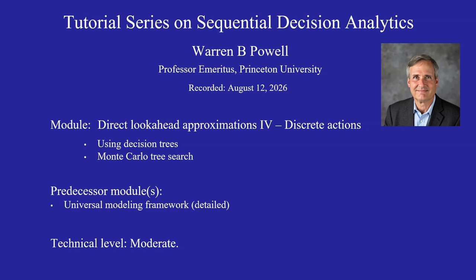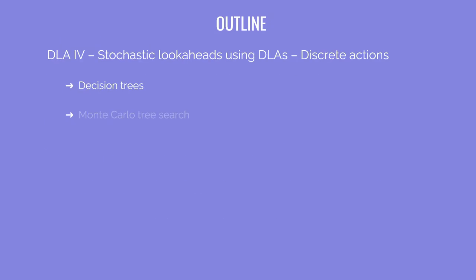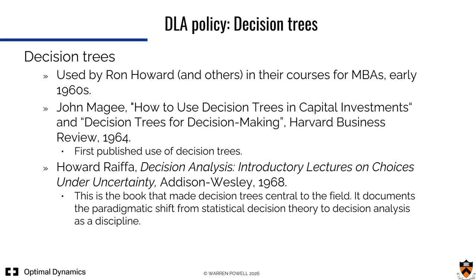Welcome to part 4 of the modules on direct lookahead approximations. This is going to be on stochastic lookaheads with discrete actions. So we're going to cover these from two perspectives. One is the use of a very familiar tool called decision trees, and then we're going to extend that to Monte Carlo tree search. So decision trees are an old technique.